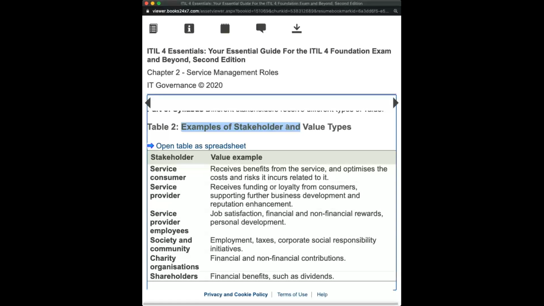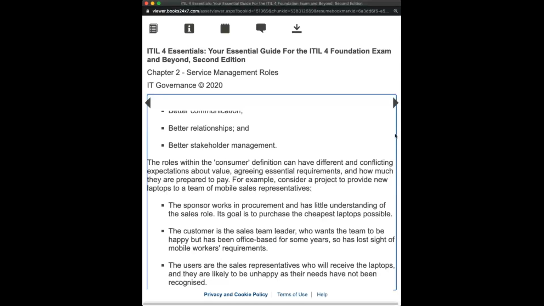Okay, so examples of stakeholders and value types: receives benefits, receives funding, loyalty from consumers, for the service provider. Here is interesting for employees, right? Job satisfaction, financial and non-financial rewards, personal development, and so on and so forth. Right? These are pretty standard and straightforward.